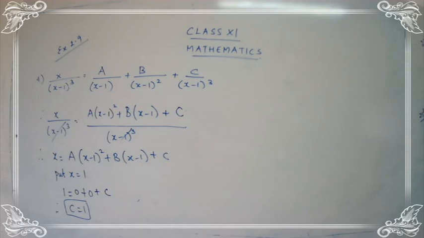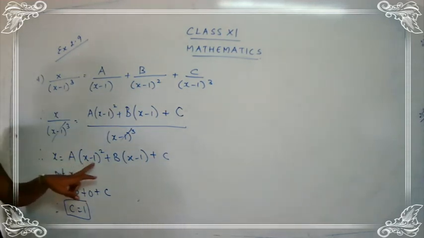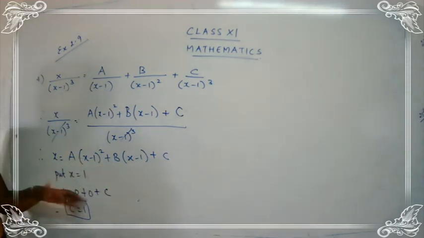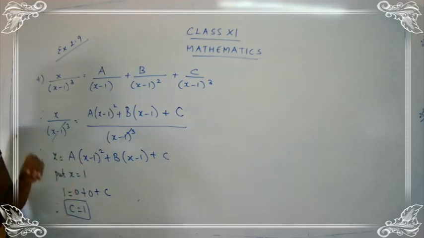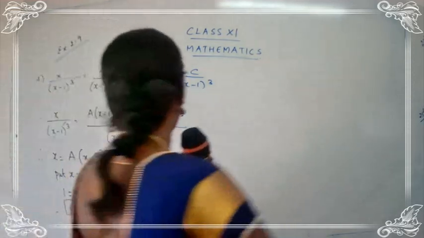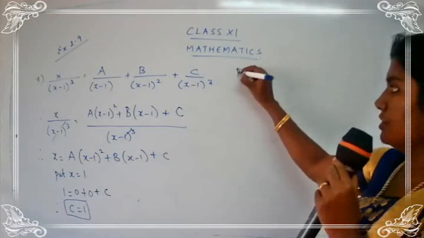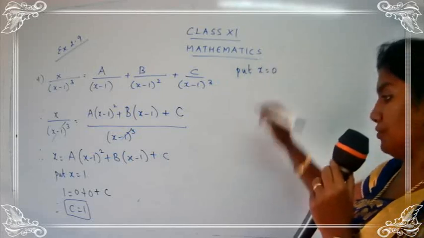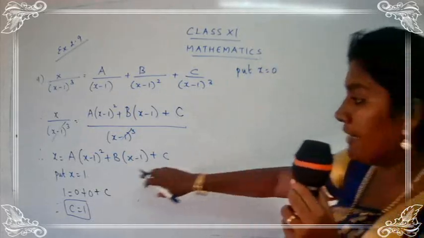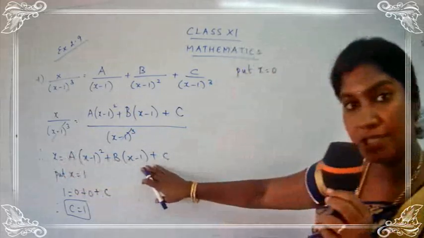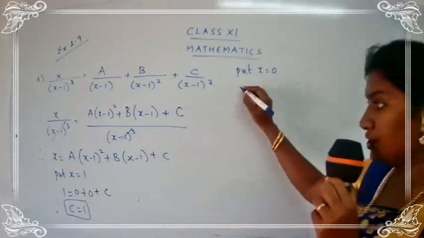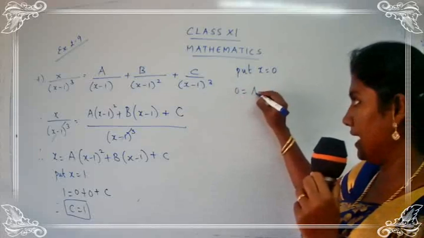Okay, now let us go for the second condition. Now what I am going to do is, I am going to take the value for x as 0 because we don't have any other factorization. We were only dealing with x minus 1, x minus 1. So we took 1. Okay, done. So now we are going to put x is equal to 0. Let's continue. Write down here, put x is equal to 0. Okay children, so wherever you have x, you have to put there 0. So 0 is equal to a.